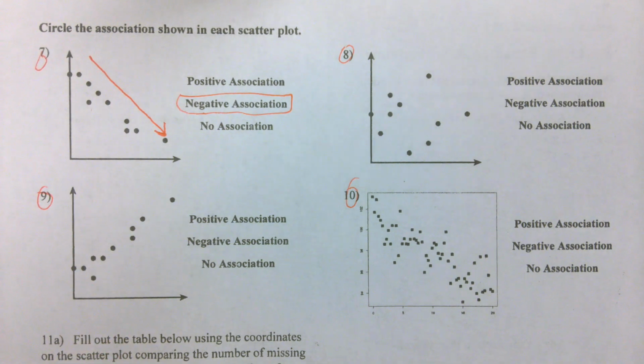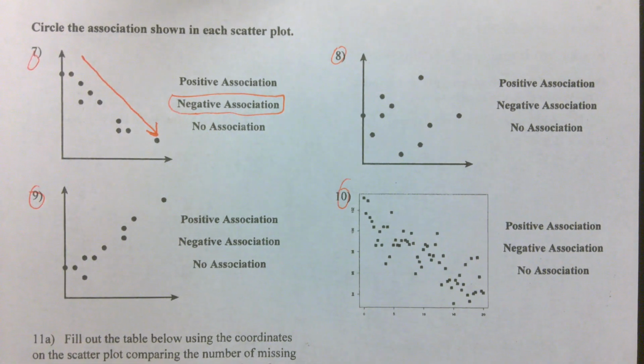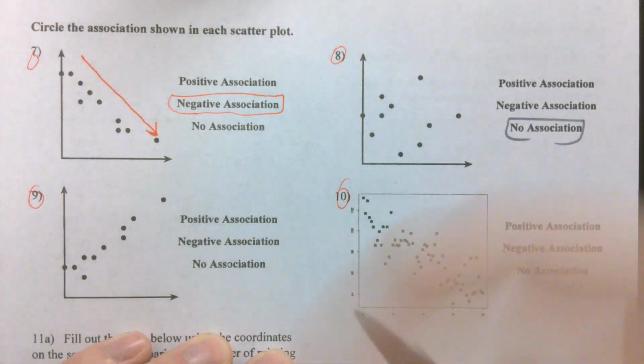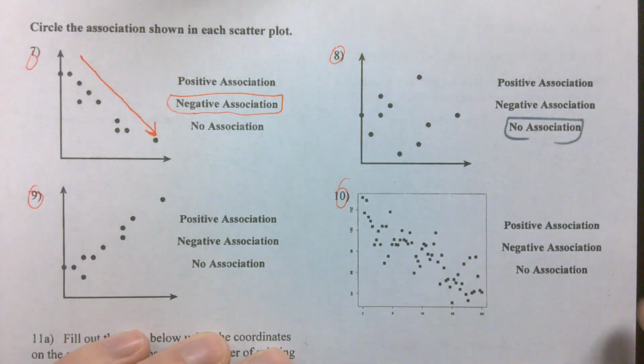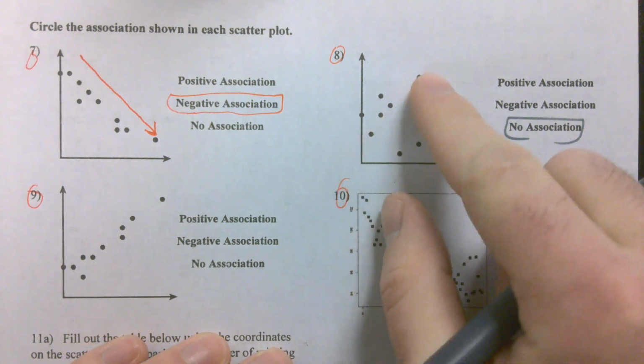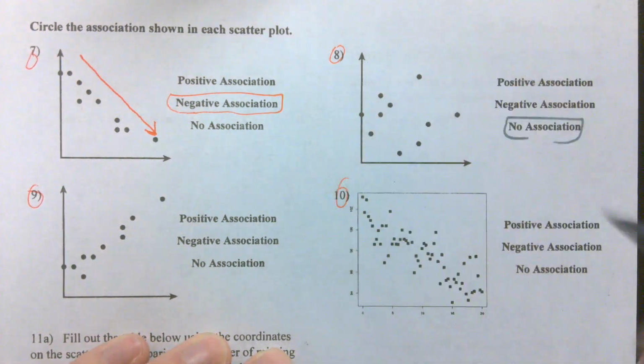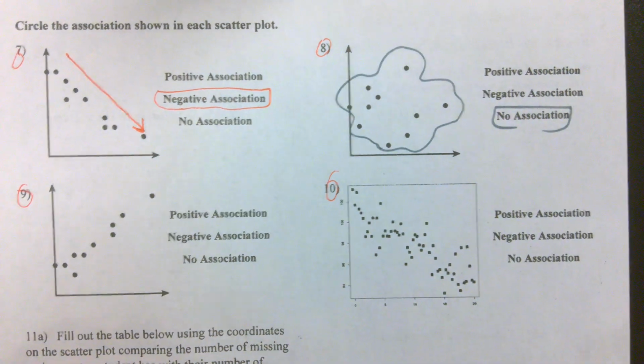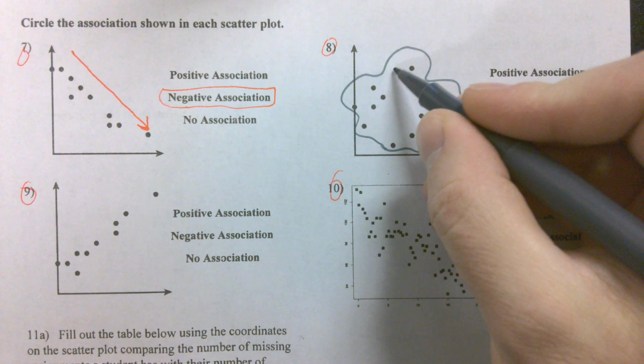What do we see in number 8? I see no association at all. These points are just scattered about. There's no clear kind of makeshift line going on here. They're kind of just all scattered everywhere. It's kind of like a ghost.